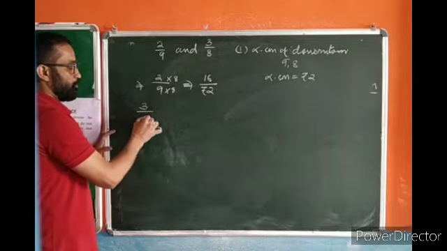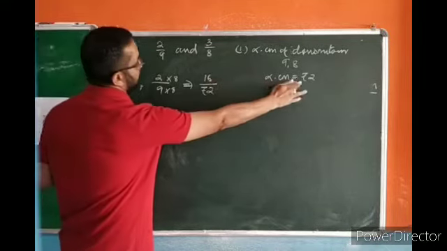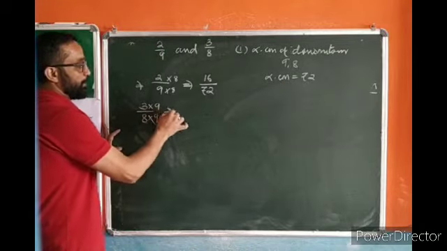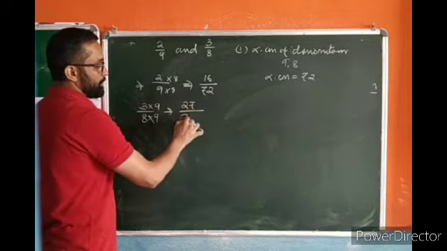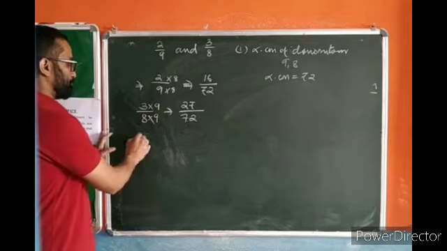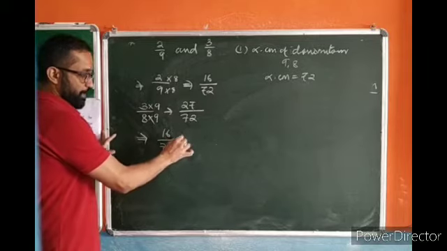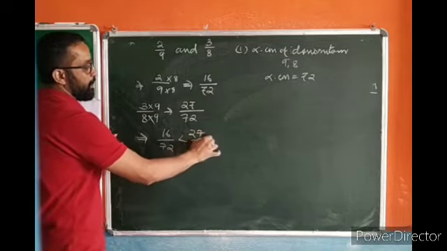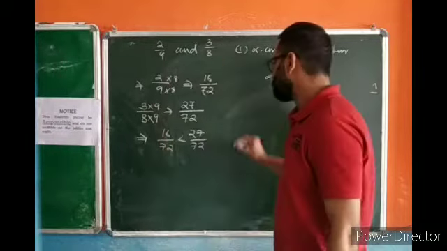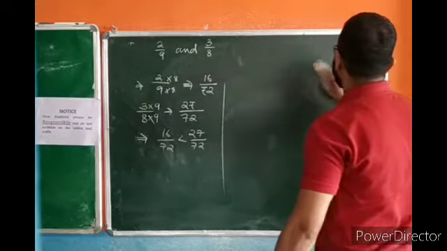Similarly, we take the second one and we multiply this with a suitable number so that the denominator becomes 72. So it is 9 times 3 is 27, 72. After getting the denominator same, we know that 16 by 72 is smaller than 27 by 72. Now we have to insert the number, and to insert the number, you need to follow a simple step.